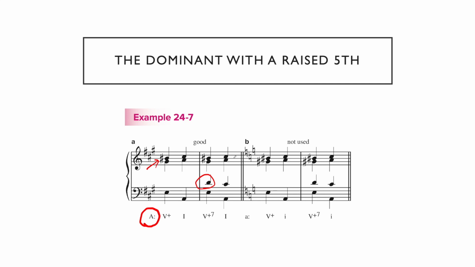And you see in this case we double the third, because the raised fifth should move up by step, and the seventh of the chord should also move down by step. So at the end we have to double the third of the chord, and the tonic chord will be incomplete. It is not used in minor mode because B sharp, the raised fifth of the dominant chord, and the third of the tonic chord is the same note.